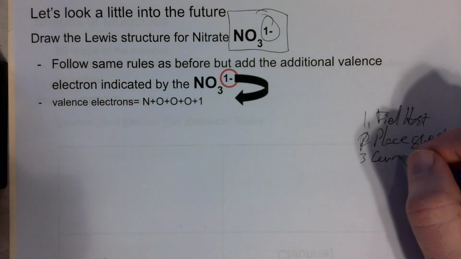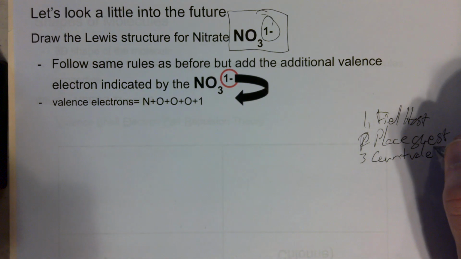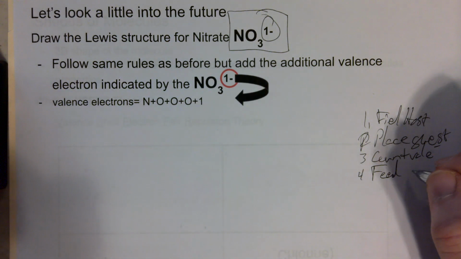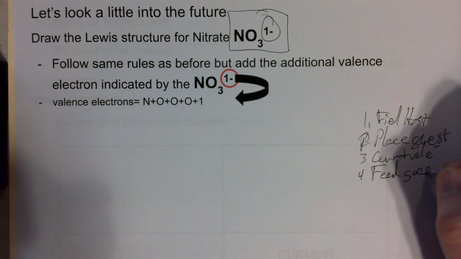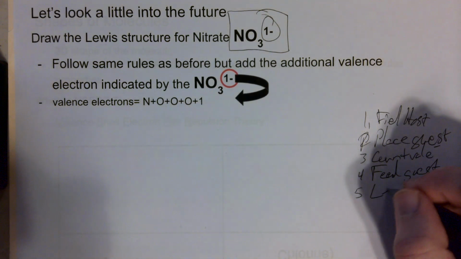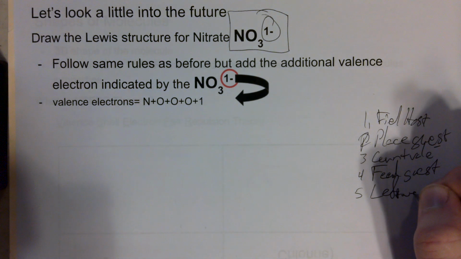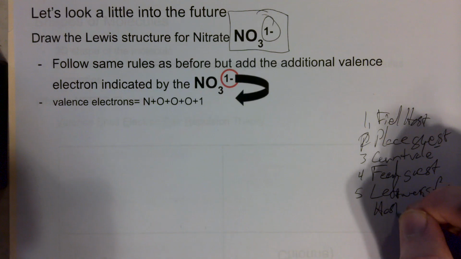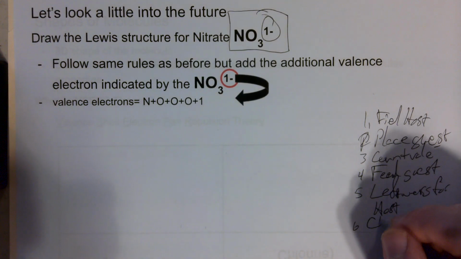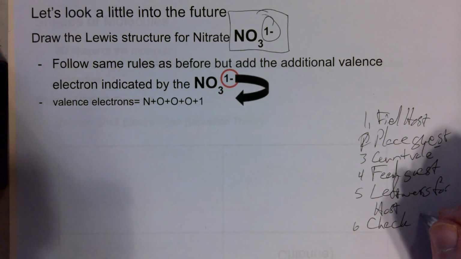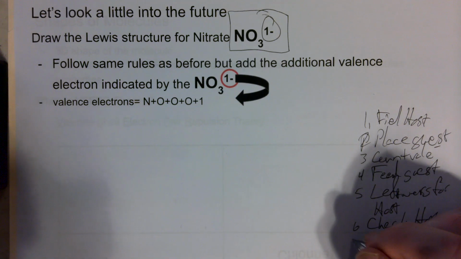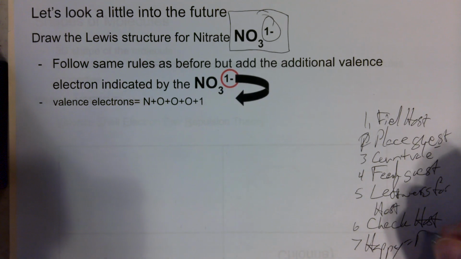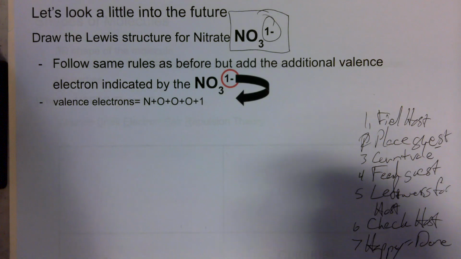3, count your valence electrons. 4, feed the guest first. 5, leftovers for host. 6, we check on the host, make sure they're full. And 7, if the host is happy, then that means that we are done.